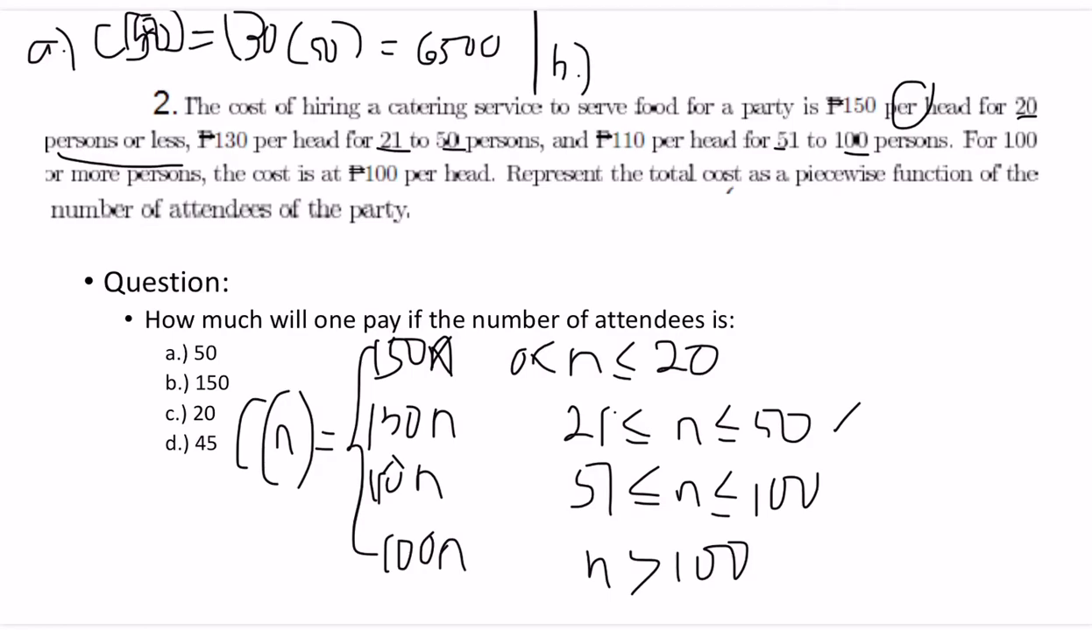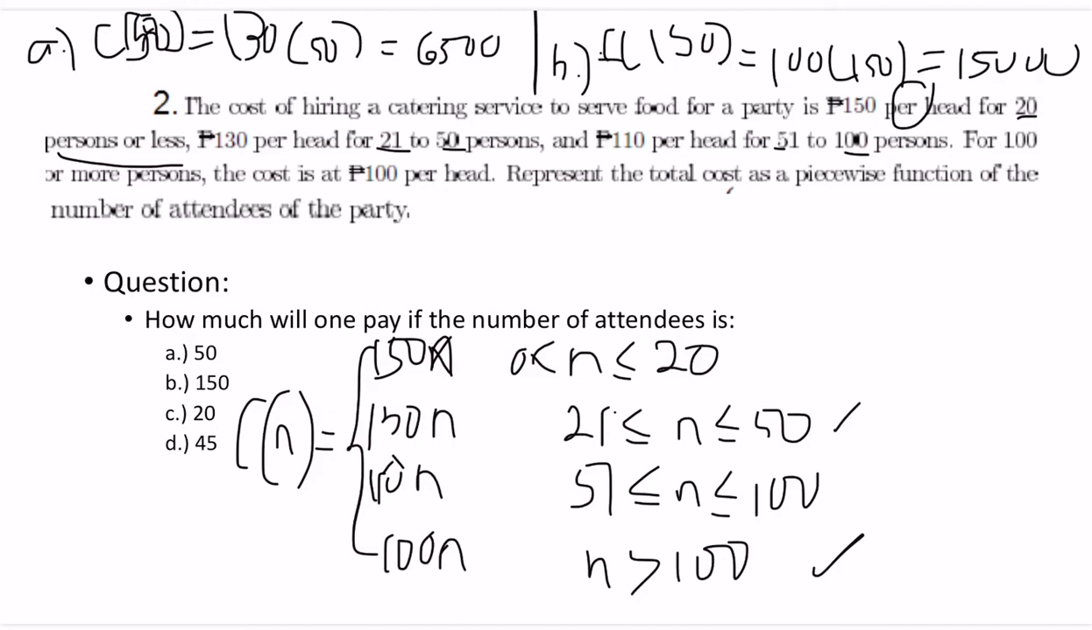150. So 150 is more than 100. So the last function, more than 100. So we have C of 150 is equal to 100 times 150. So that is 15,000. Okay, 15,000.